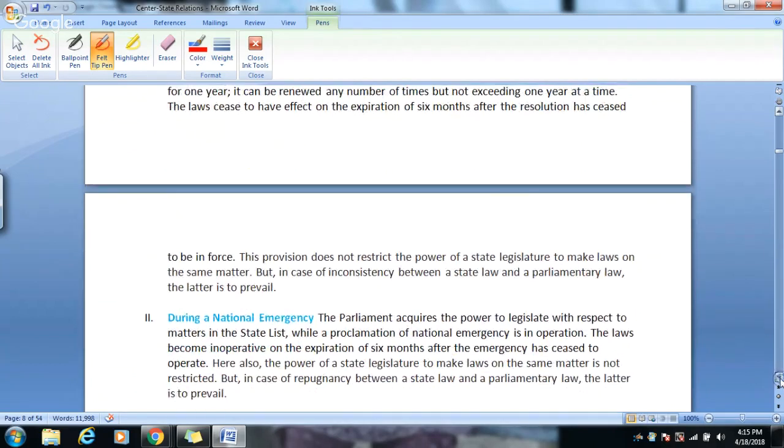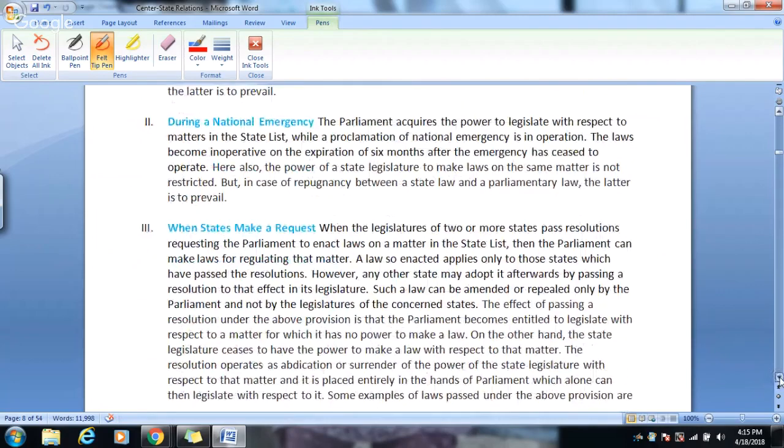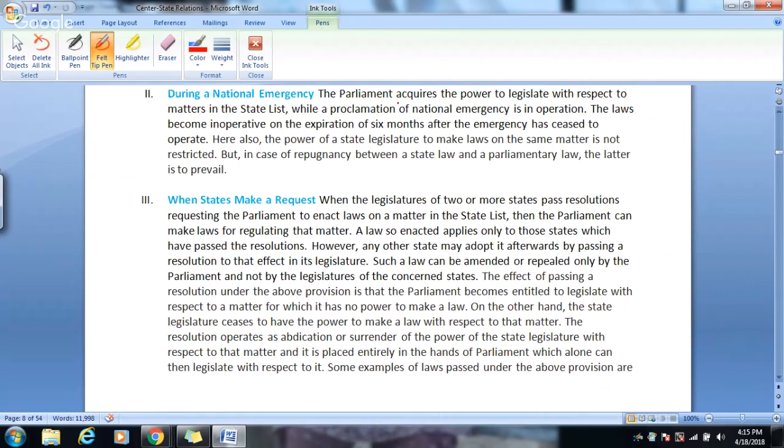Then another situation for parliamentary legislation in the state field is during a national emergency. The parliament acquires the power to legislate with respect to matters in the state list during a national emergency. The laws become inoperative on expiration of 6 months after the emergency has ceased to operate. For example, for a particular period there is a national emergency, and the parliament can make laws with respect to matters in the state list. After the emergency is over, the laws made by the parliament remain effective for 6 months, and then they expire.